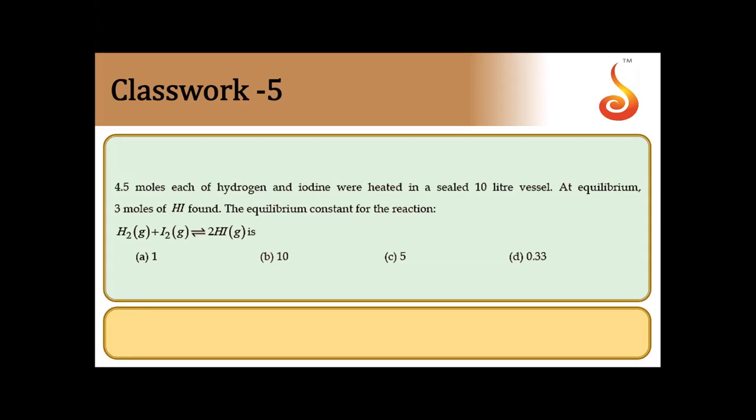4.5 moles each of hydrogen and iodine were heated in a 10 liter vessel. At equilibrium, 3 moles of HI is formed. 4.5 moles of hydrogen and iodine are heated in a sealed vessel of 10 liters capacity. At equilibrium, 3 moles of HI have been formed. What is the equilibrium constant?